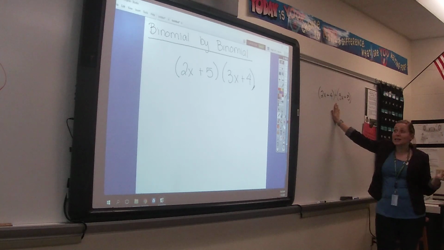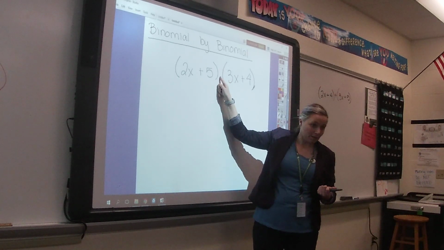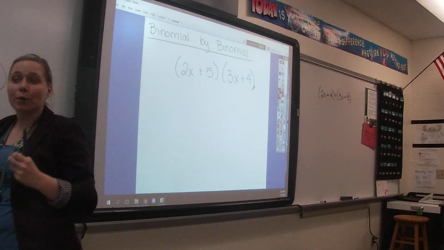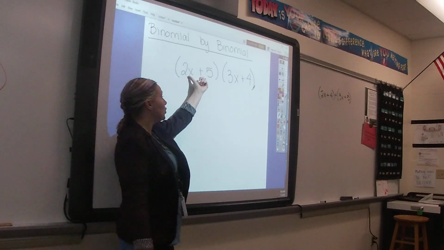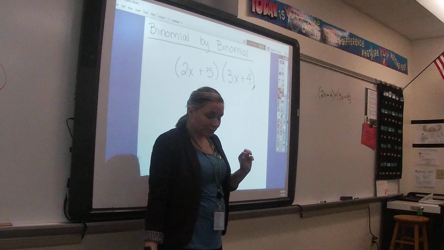Okay, so today the difference is that now we don't see any operation in here. And when parentheses are just sitting next to each other with no operation in between, what operation is that then? Multiplication, right? So we're multiplying something with two terms times something else with two terms.